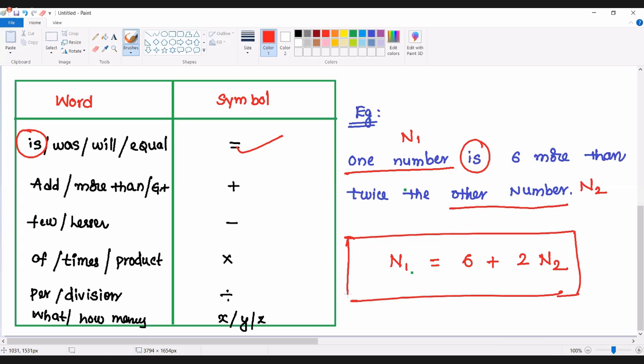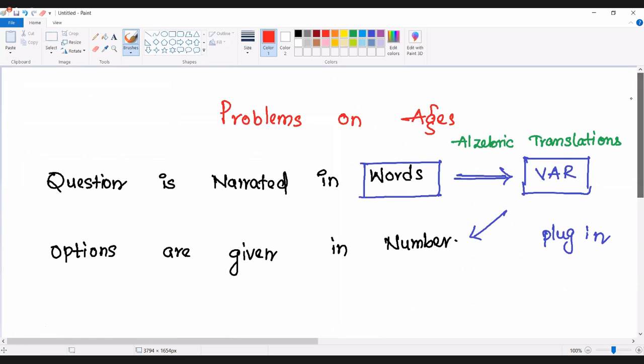In most cases, all the words we can convert to frame the equations. That is a skill which is required in solving the question: framing the equation using the given statements. Once you have this skill, you can feel very comfortable in solving the questions of ages, because all the word problems we can convert into equations. That means converting these words into equations requires the skill of algebraic translation.